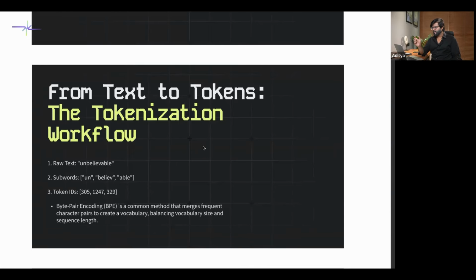Again, explaining it again. Subwords give us a scenario where, let's say, unbelievable is mapped to IDs like, let's say, 305, 1247, 329. So each subword piece has a numerical ID associated with it. And once you have these token IDs, they are turned into embeddings.